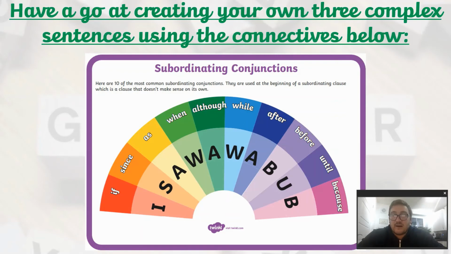Now, I would like you to have a go at creating 3 sentences using 3 different connectives from the wheel below. And it'll be great to see you coming up with different complex sentences. So maybe one of them you do about school, one of them you do about a dream you've had, and one of them you do about, I don't know, aliens landing on Earth. Just make them completely random and see how creative and unique you can make each sentence using those subordinating conjunctions below. So pause the video and have a go at that task.